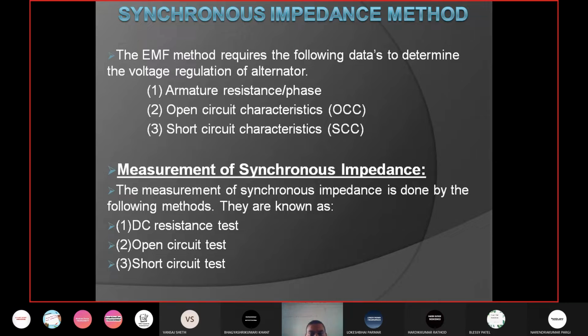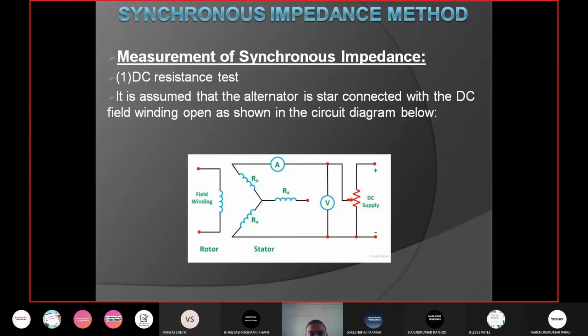Now, measurement of synchronous impedance. How can we measure the synchronous impedance? Because this is the synchronous impedance method, we have to measure the synchronous impedance of the alternator. The measurement of synchronous impedance is done by the following methods. We have different methods to measure the synchronous impedance of alternator. That is the DC resistance test, open circuit test, and short circuit test. So using these methods we can measure the synchronous impedance. Generally the DC resistance test is used first.